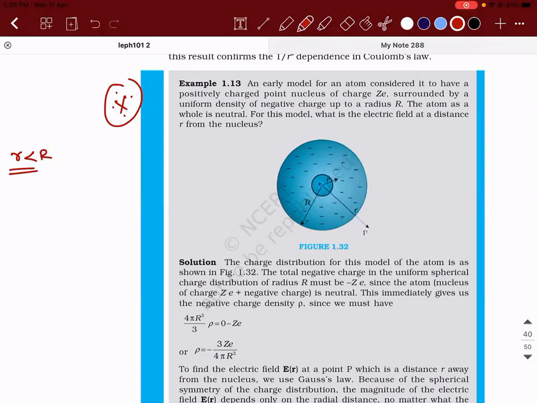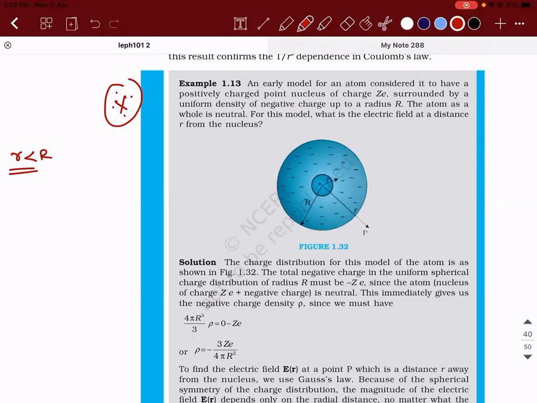Now comes an important question, right? So what is the charge of the nucleus? Given, what is the charge? And I'm not asking about the nature, magnitude. They've given it in the question. If you read it carefully, positively charged point nucleus of charge Ze. And they told atom as a whole is neutral. So all the negative charges put together is going to have how much charge? Minus Ze, of magnitude Ze, right?